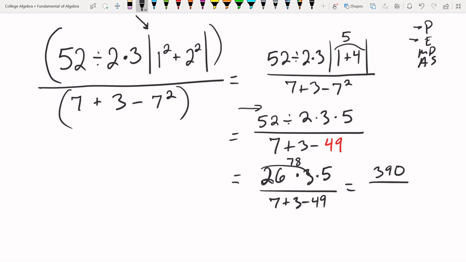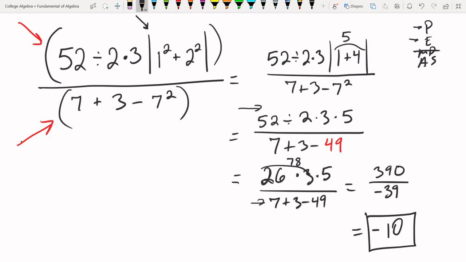Now on bottom, I can do addition and subtraction because all the multiplication and division are done, except for the fraction bar, right? But that's always going to be last because you treat the top and the bottom as having parentheses. So we need to get done with those two things first, and then we can do the fraction bar. Okay, we can work left to right here. 7 plus 3 is 10, and 10 minus 49 is negative 39. And now you see we can do the fraction bar here. Positive divided by a negative is negative, and 390 divided by 39 is 10. So we've simplified this down and we get negative 10.